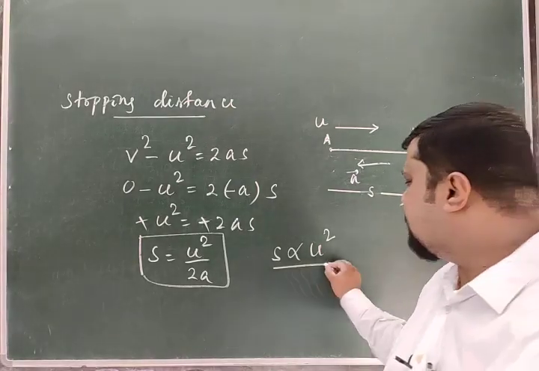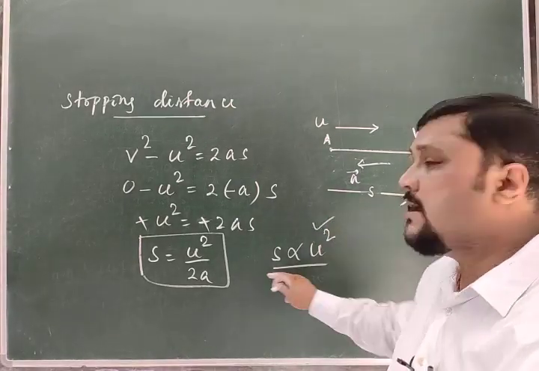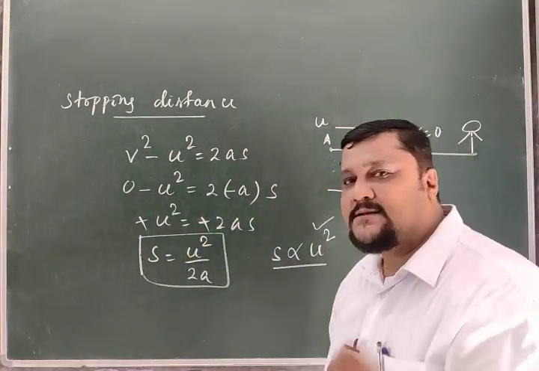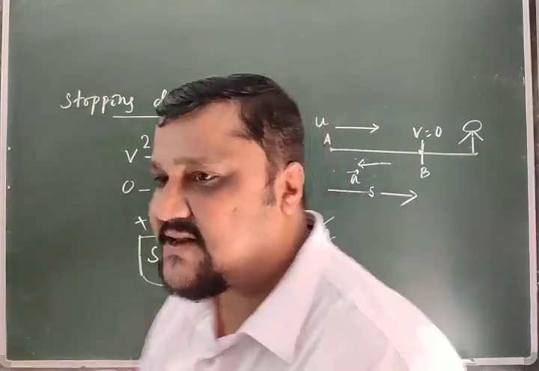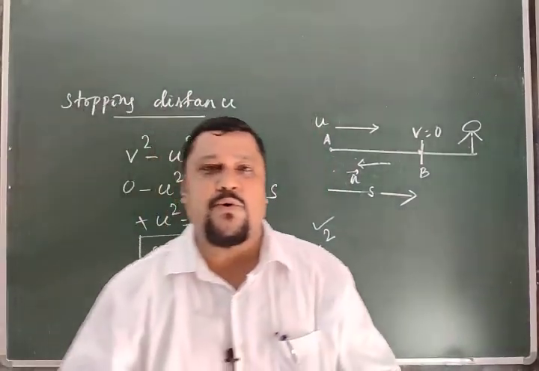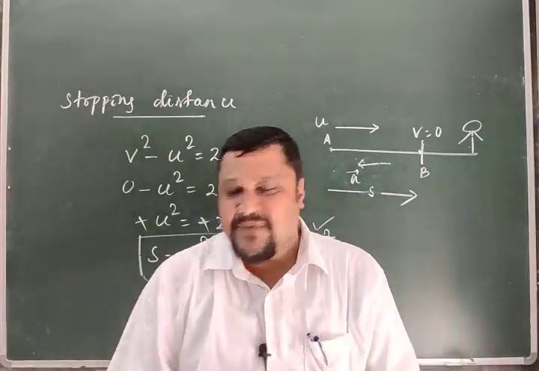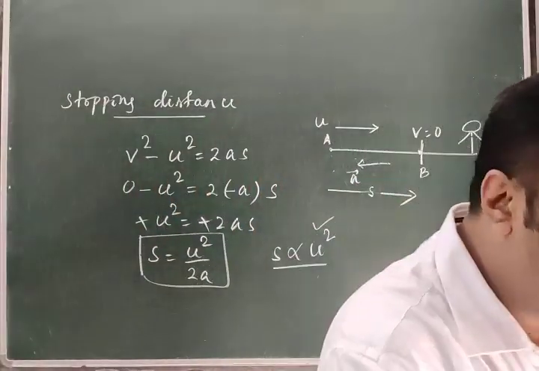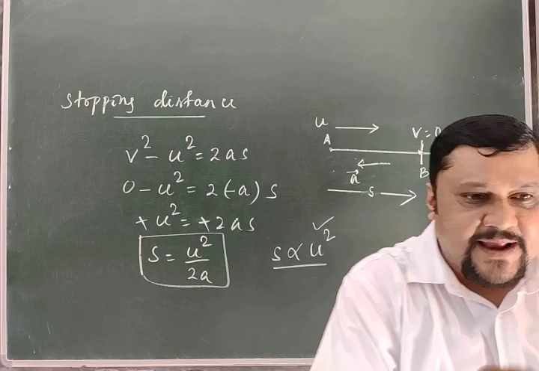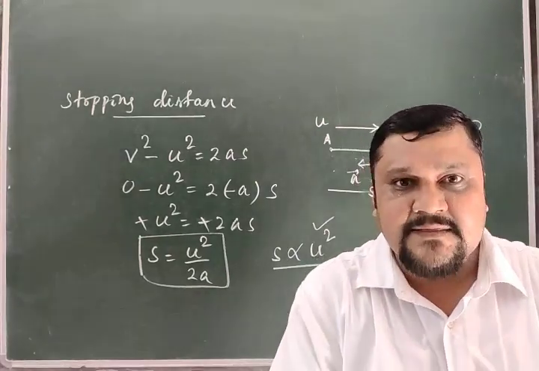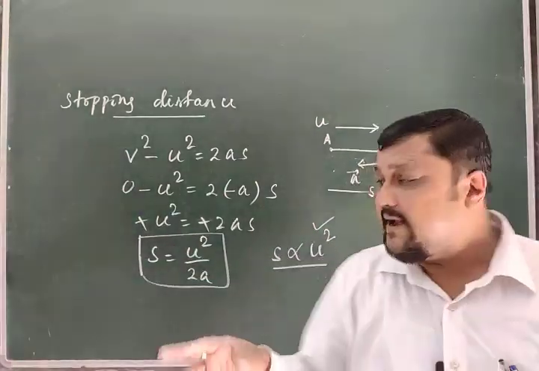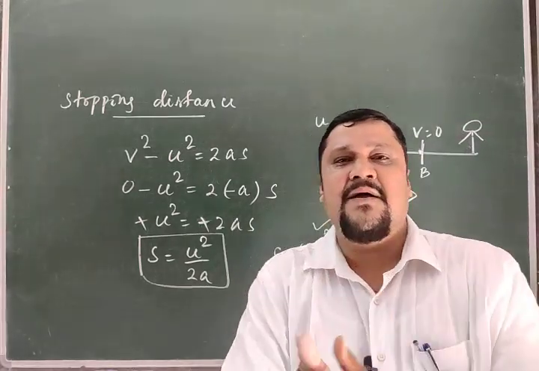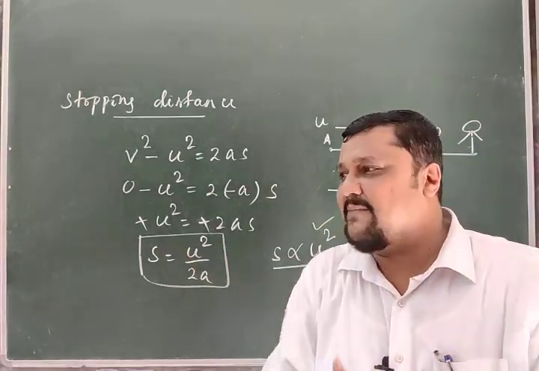So s is proportional to u square means if the initial velocity is more, it requires more distance to stop the vehicle. That's why it is advised not to drive rashly. Go slow, drive slow. That is the physics we are applying there. Clear? When you suddenly see something and want to brake, the vehicle will cover a long distance because it is directly proportional to u square. That is the beauty of the kinematic equations and applying them.